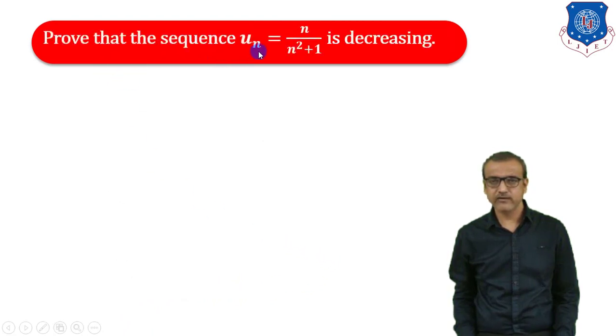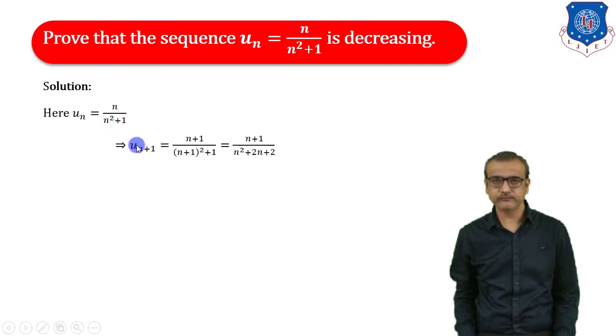Now prove that the sequence u(n) = n upon (n² + 1) is a decreasing sequence. Here u(n) is n upon n² + 1. So first of all we will find u(n+1). Replacing n by n + 1, that is equal to (n + 1) divided by ((n + 1)² + 1), and this is equal to n + 1 as it is. Now applying the formula of (n + 1)², it will become n² + 2n + 1, and with the 1 it will become plus 2. So this is u(n+1).